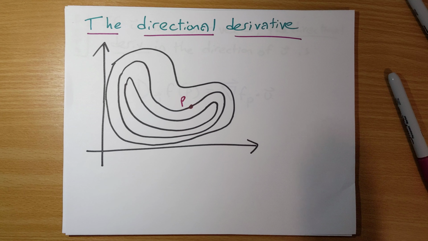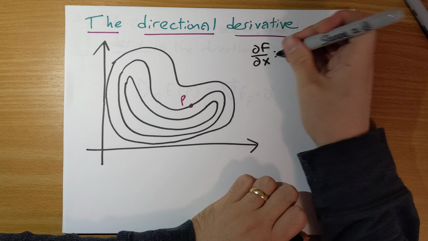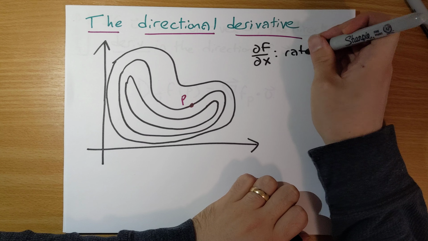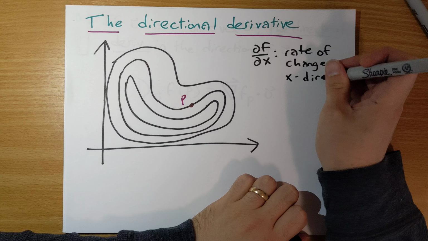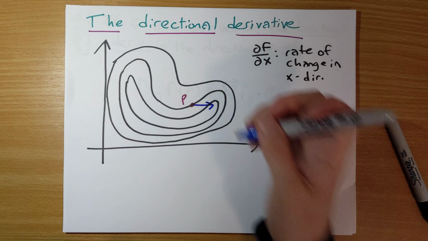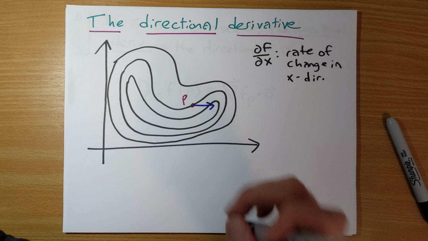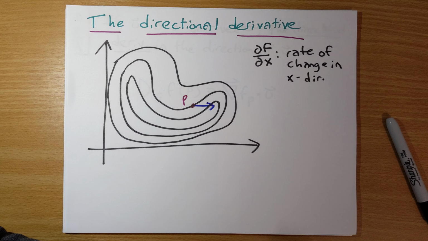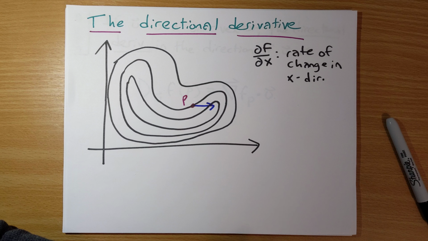Let's just remember, what meaning do the partial derivatives have? So the partial f, partial x, this is the rate of change in the x direction. So if we are moving in the x direction here, if we're at point P and walking in the positive x direction, this gives us the rate of change. So we can see here that we are going up the hill. So the rate of change here would be positive. It would be, but it's not the most direct way to get up the hill.